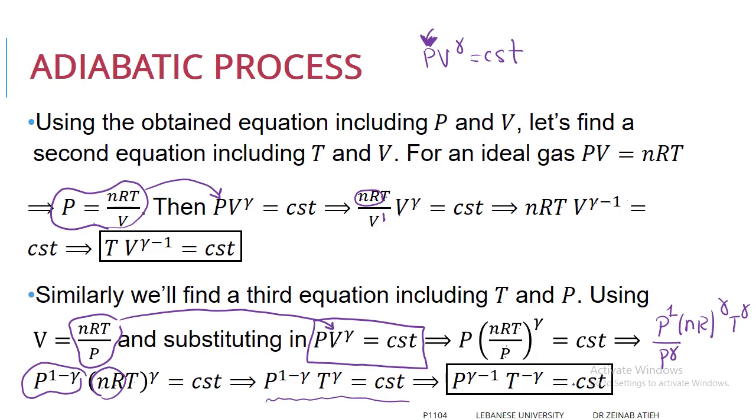Okay, so this is for P and T. You can use any one of them, but the most well-known one is PV gamma equals a constant.